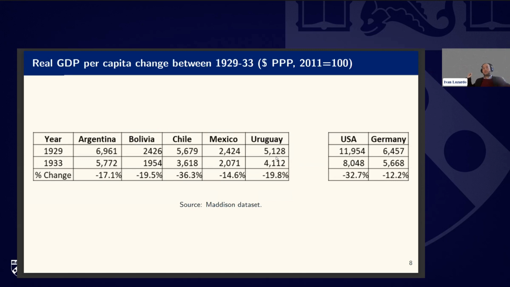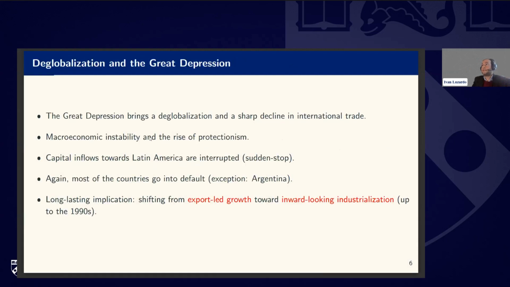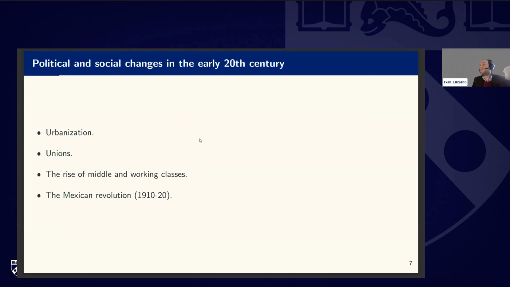So we usually think of the Great Depression as a major financial crisis that had its highest impact in North America and Central Europe. And what we have in Latin America is some countries that suffered even more in terms of their decline in income per capita. So the first point is that the magnitude of this external shock is substantial, and of course it has important implications.